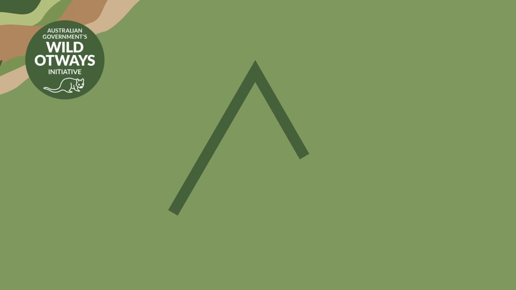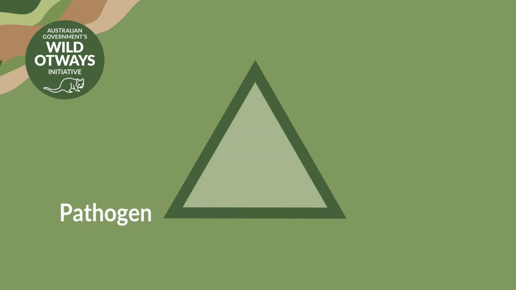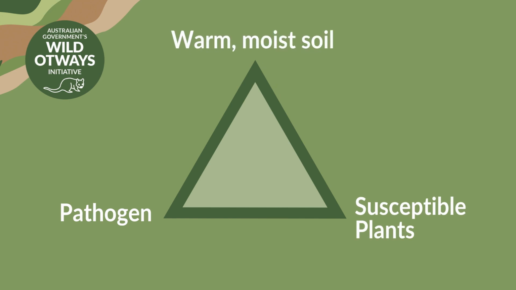Phytophthora dieback requires three things: the pathogen in the soil, plants that are susceptible to the pathogen, and warm, moist soil. These three things form the disease triangle and mean that the disease can be spread by humans from one area to another. If one of these things is missing, then the disease will not be active.